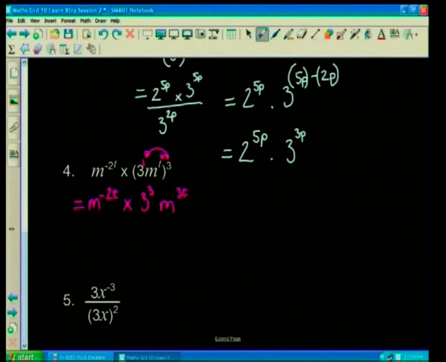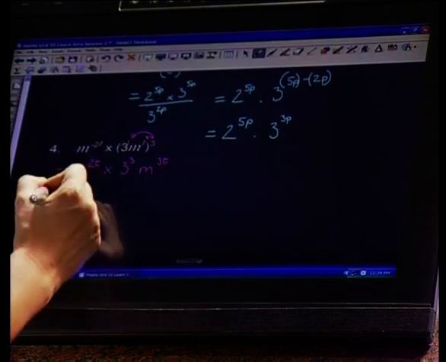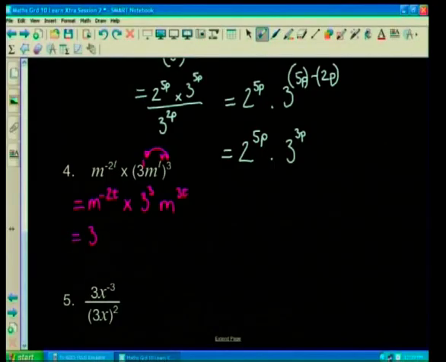Now that we've got bases that are the same, let's add the exponents. So we have 3 to the power of 3, and I put it in the front just for convention's sake, times by m to the power of negative 2t plus 3t. And what is negative 2 plus 3? It's going to give me an answer of 3 to the power of 3 m to the power of t.